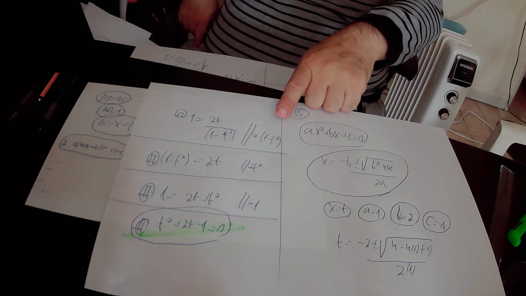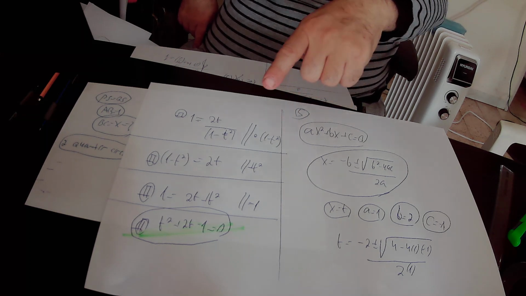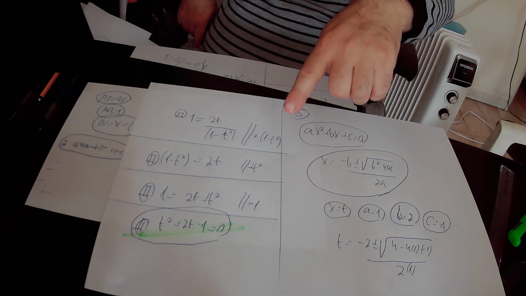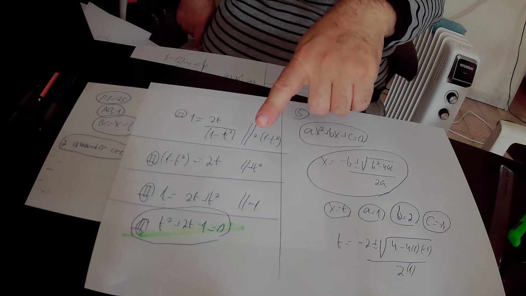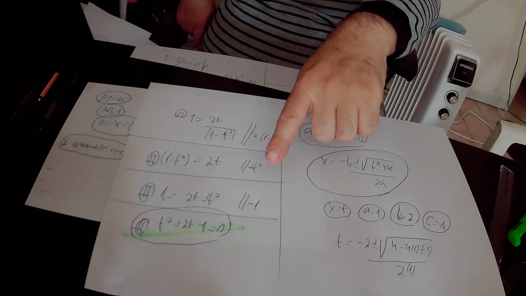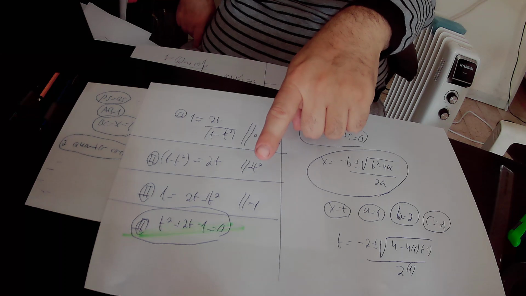We multiply equation number 2 by 1 minus t squared. And finally we found out that 1 minus t squared equals 2t. We added t squared to this equation and found out that 1 equals 2t plus t squared. Here we subtracted 1 from this equation, and finally found out that t squared plus 2t minus 1 equals 0.